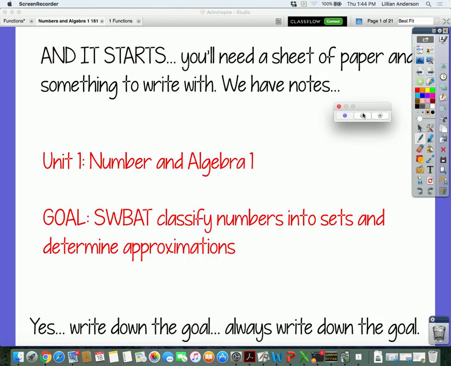We're in the first unit. The unit is numbers and algebra. There are two sections of this. This first section covers number sets, percent error, significant figures, and scientific notation, some stuff that maybe you already have dealt with at some point in time. And so that's pretty much what the first section of numbers and algebra is.